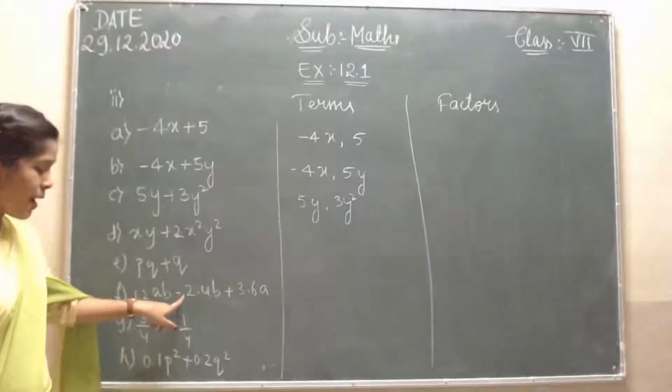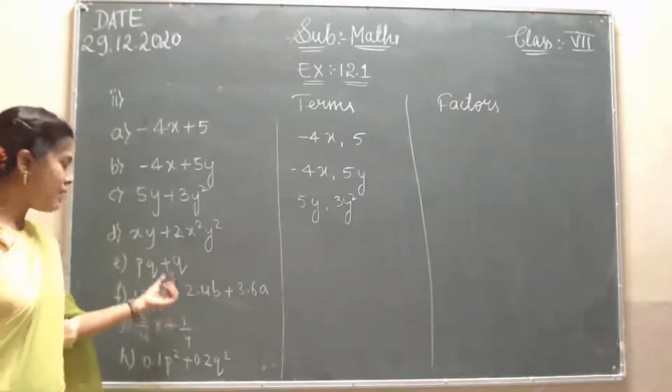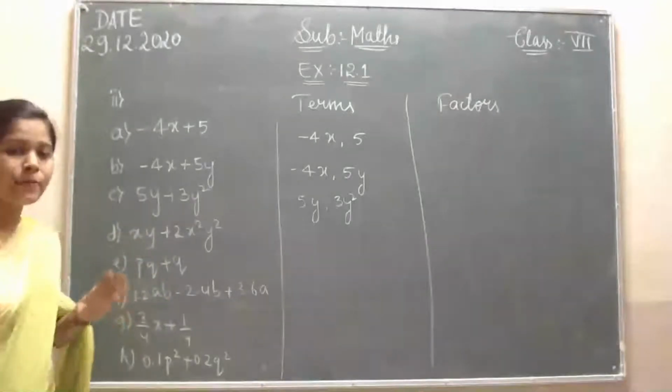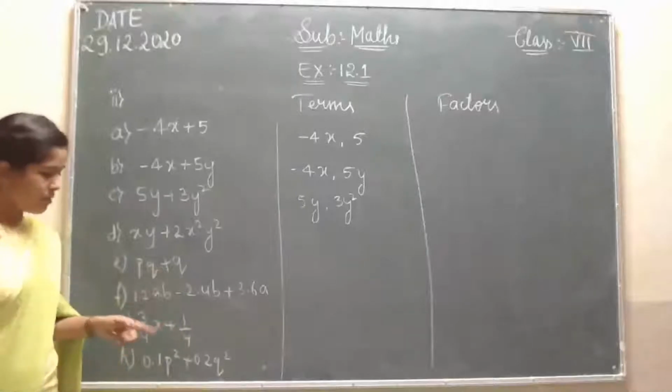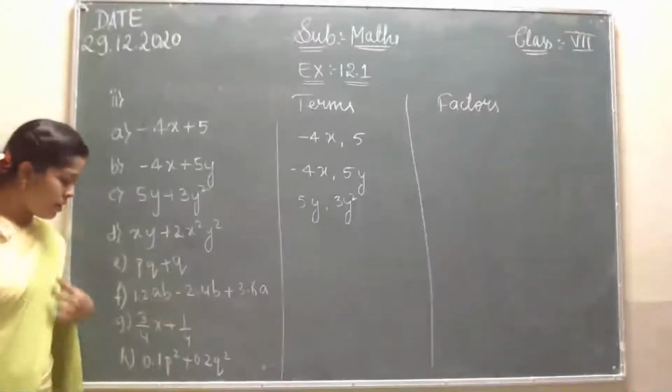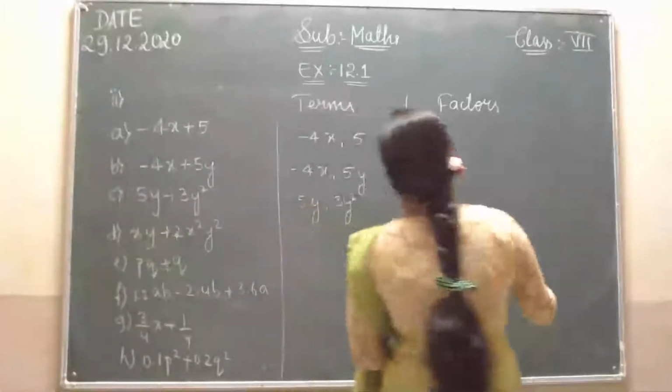See here, this is minus 2.4b. So we have to take it with the minus. If there is plus, there is no need to write the plus sign. If there is minus in this, we have to take it with minus. Here, minus 2.4b. Okay. So write this here. I will show only three.